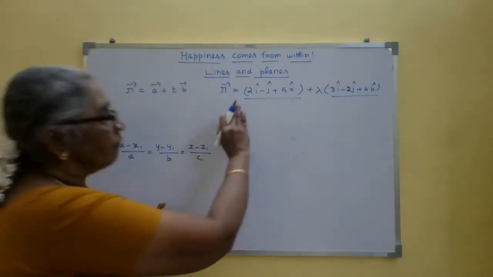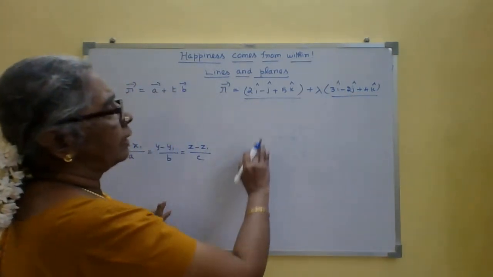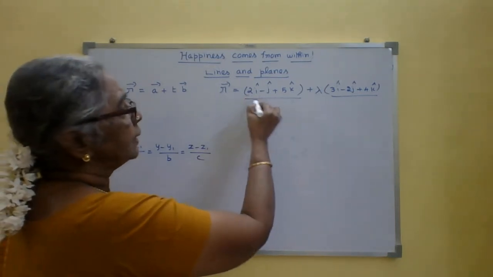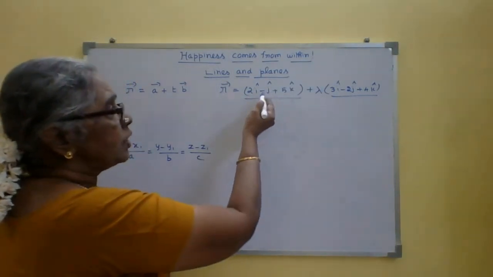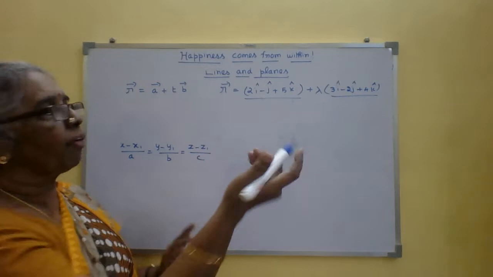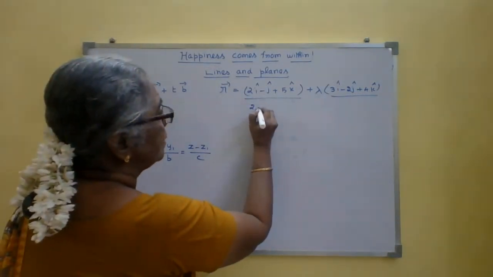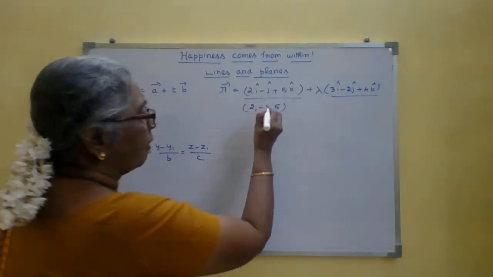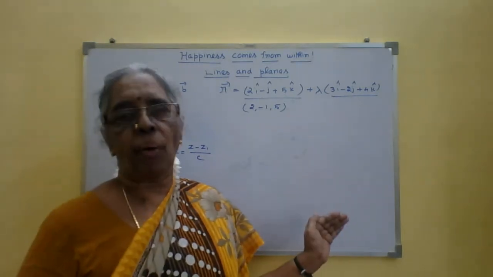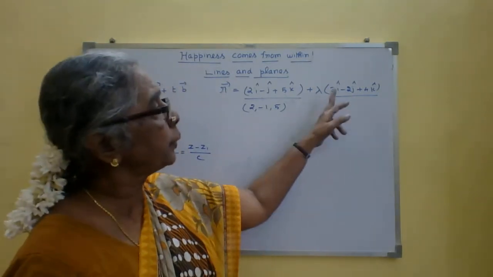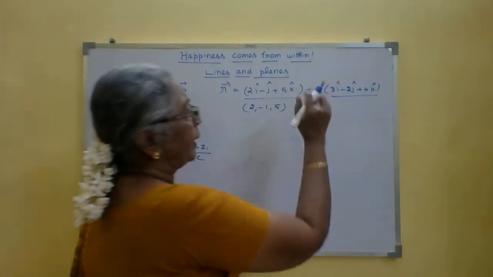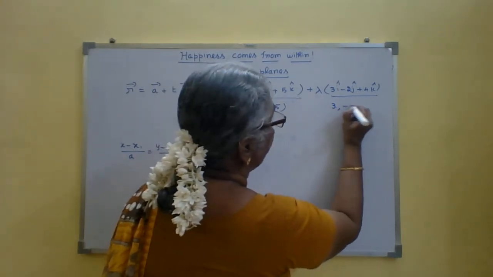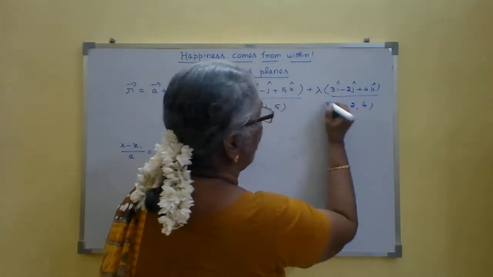Now, when I give you this vector equation, you should know it passes through this point. This point is now given in the vector form. You can say the point is (2, minus 1, 5) in Cartesian form. The direction ratio here is in the vector form. You can say the direction ratios are 3, minus 2, 4.